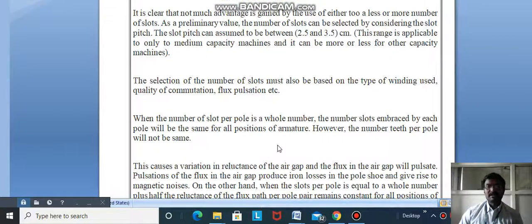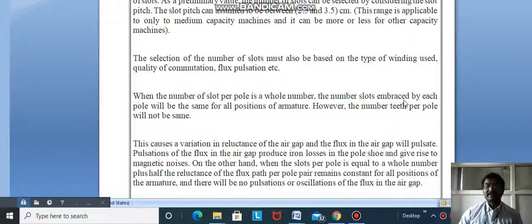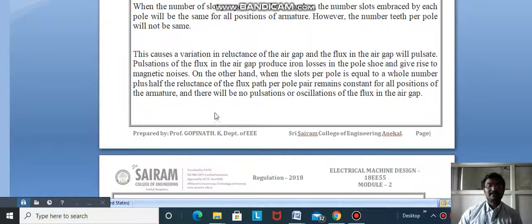When the number of slots per pole is a whole number, the number of slots embraced by each pole will be the same for all positions of the armature. However, the number of teeth per pole will not be the same. This causes variations in the reluctance of the air gap, and pulsations of the flux in the air gap produce iron losses in the pole shoes and give rise to magnetic losses. On the other hand, when the slots per pole is equal to a whole number plus half, the reluctance of the flux path remains constant for all positions of the armature, and hence there will be no pulsations or oscillations of the flux in the air gap.